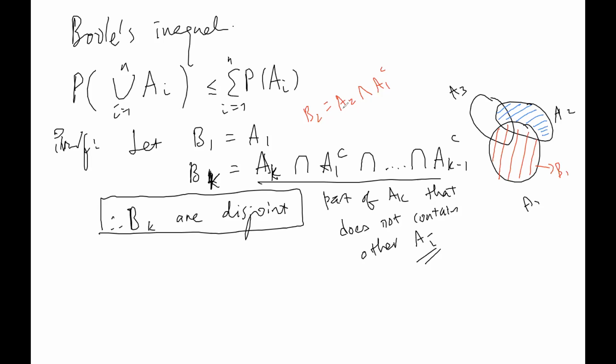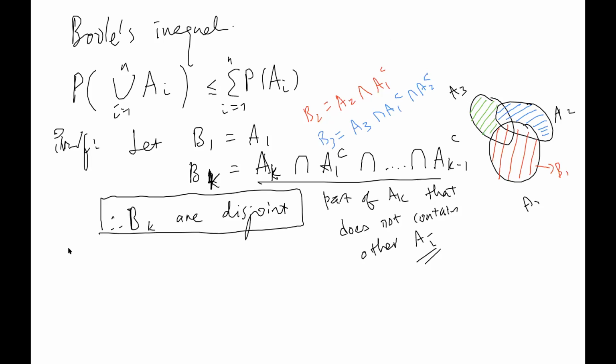Okay. And then finally, your B3 will be A3 that does not contain A1 and does not contain A2. So it will be this part here. So on and so forth, right? So basically, it's just all disjoint.